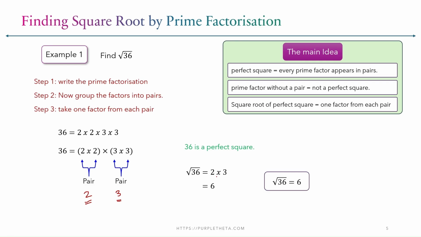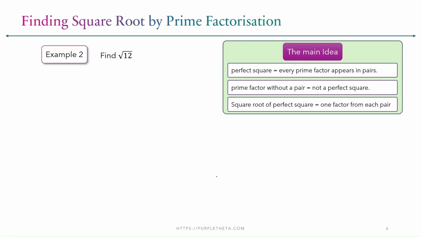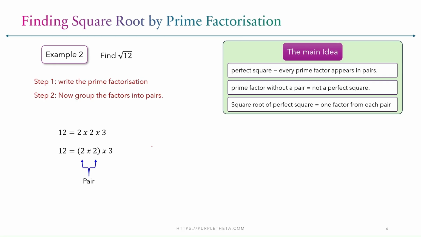Okay. Now let us see another example. In this example, let us try to find the square root of 12. So for the first step, I have to write the prime factorization of 12. So 12 can be written as 2 multiplied by 2 multiplied by 3 in its prime factorization form. Then we have to group the factors into pairs. Here 2 forms one pair but 3 has no pair, right? Since one prime factor is left unpaired, 12 is not a perfect square, right? And therefore 12 does not have a perfect square root.